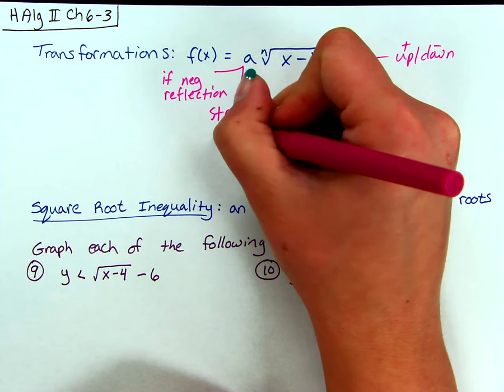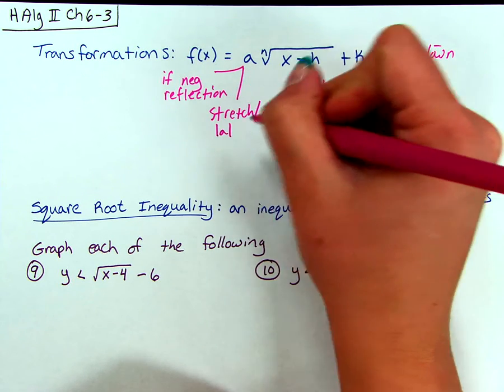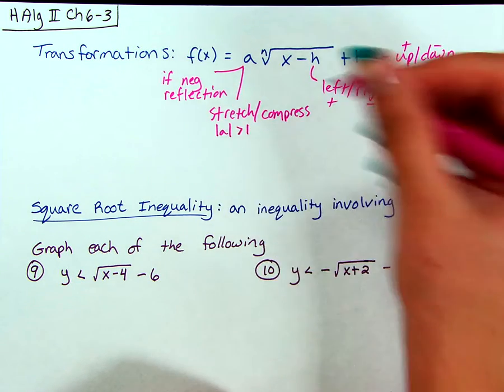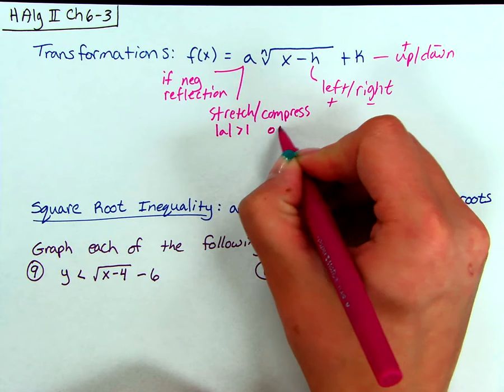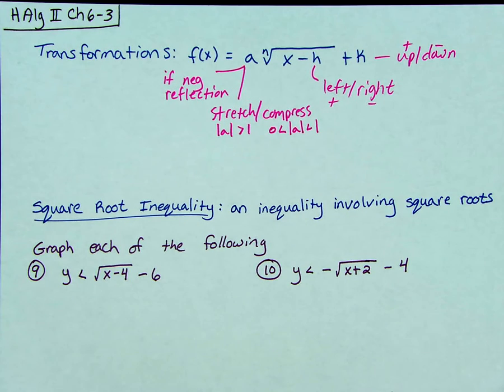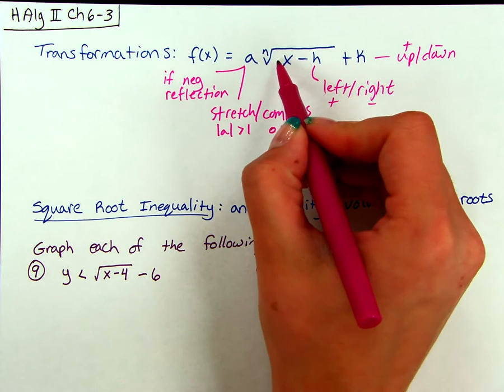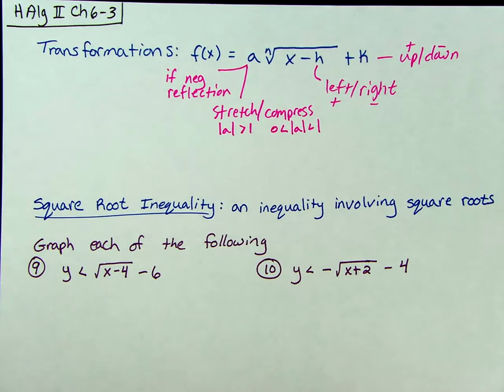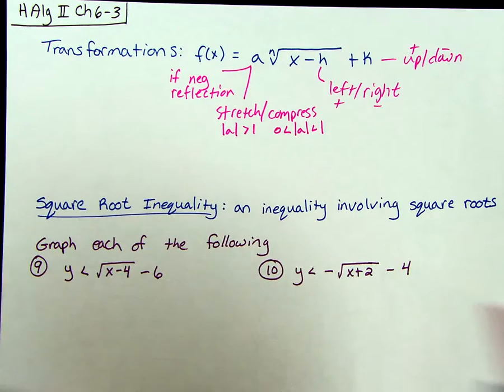So again, stretch is A, it's the absolute value of A when it's bigger than 1. And then the compression is when it is between 0 and 1. Now we do need to be a little bit careful because we can also have a negative on the inside. So if that's the case, then we also have a reflection as well. And before we can decide left-right, you do need to factor out that negative.